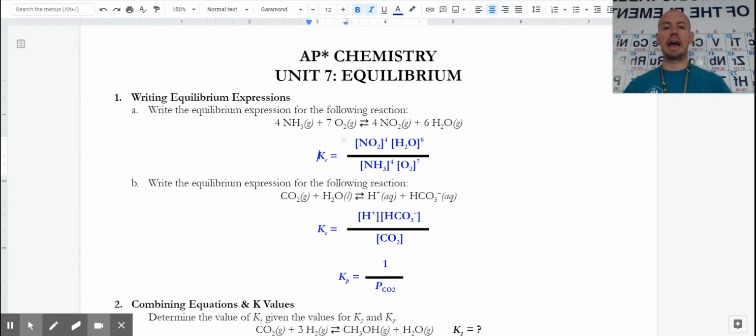We only include gases and aqueous components, and we also want to pay attention to if it's asking for a Kc or a Kp. With Kc, it is looking for concentrations, so we would be using the square brackets, which imply we're talking about molarity. For Kp, we'd be looking for pressures in atmospheres, so we're going to use the letter P to show that we're looking at the pressures.